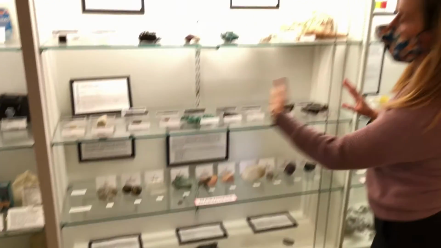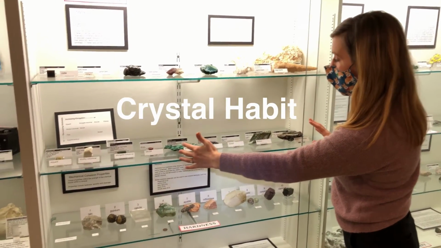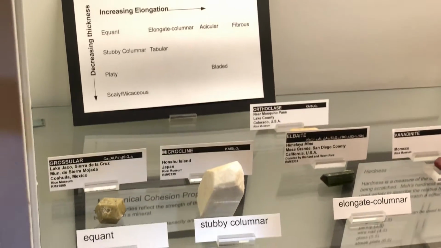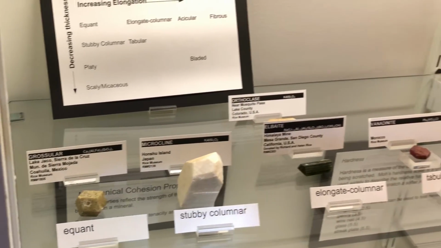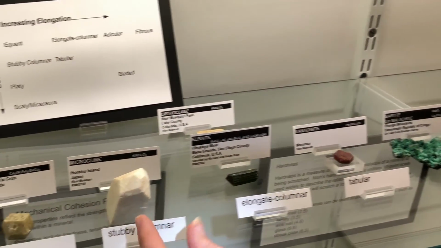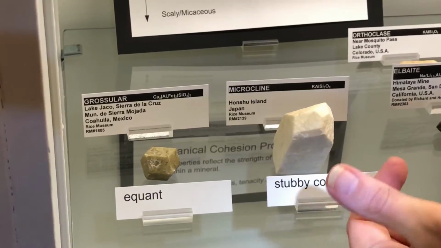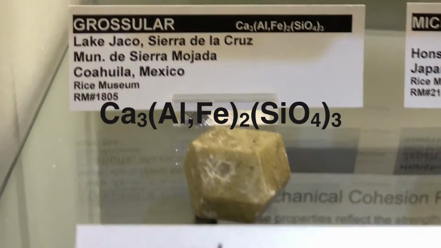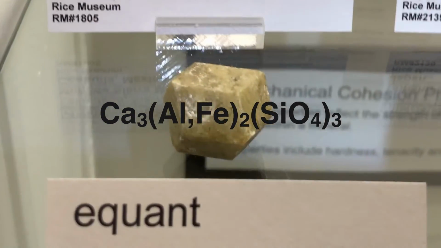So these are all different forms of habit in here. There are lots of different ways to describe crystal habit, but some can look more equant, just meaning that all sides are similar. And just to give you an example, grossular here, this is a type of garnet. Microcline is a type of feldspar.